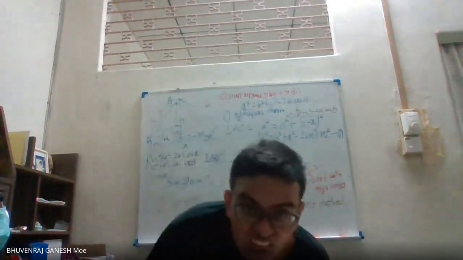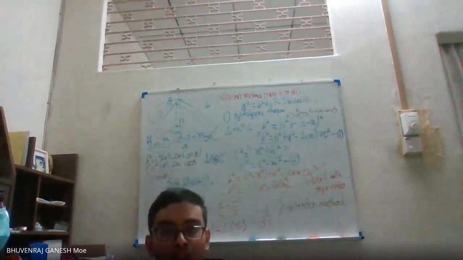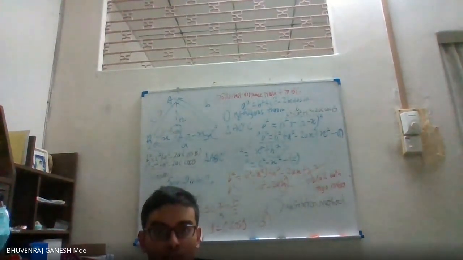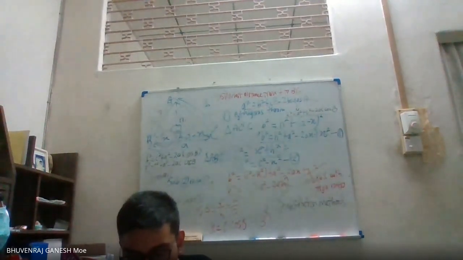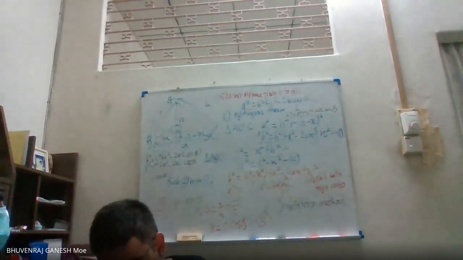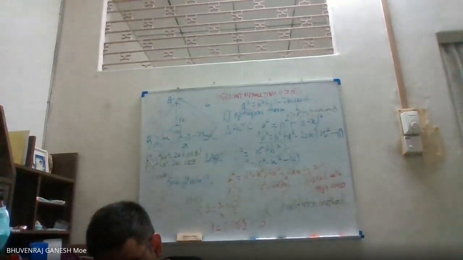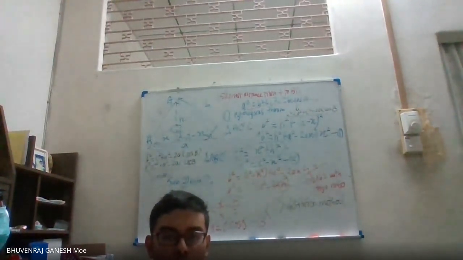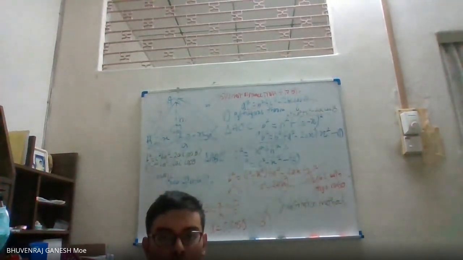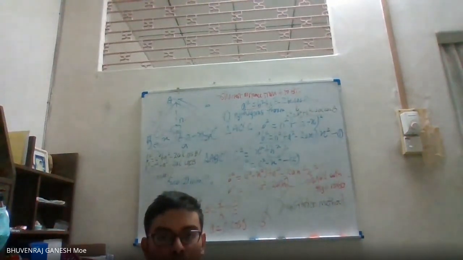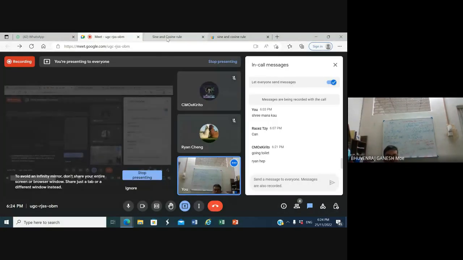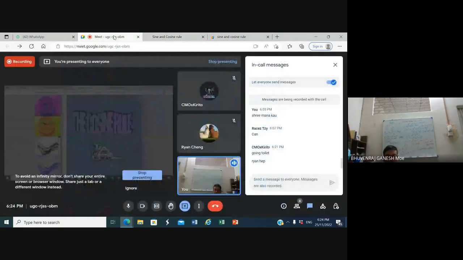So now you will go to the PowerPoint on cosine rule. This one, right? Okay, so now we'll share screen. We'll go to cosine rule. This is the cosine rule. So let's go.